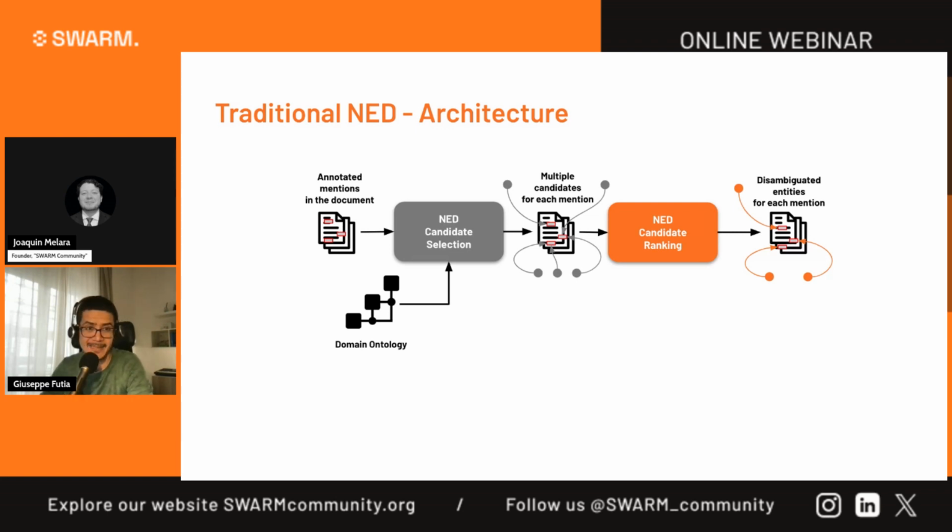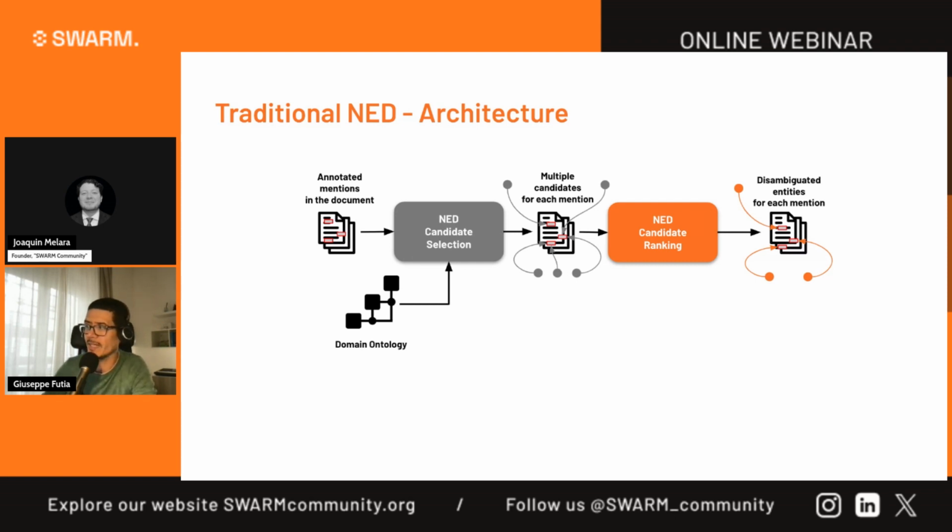When we detect these potential candidates, which are usually encoded and defined in domain ontologies, which is the other input of this specific component, then to each mention we have multiple candidates associated. So the second main task and phase is represented by the ranking. Basically, we can have multiple candidates associated to a single mention, but we have to understand which is the best one, the target entity that is actually mentioned in the specific document.